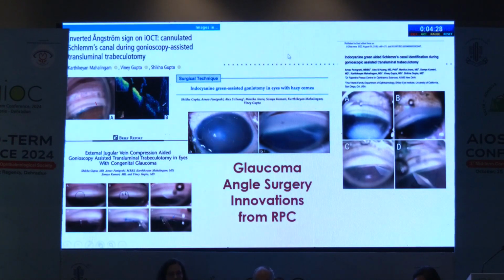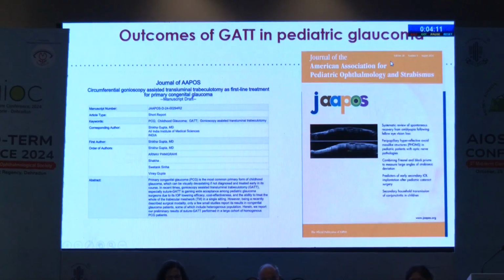Other than that, we can also make use of AS-OCT in defining whether the suture is going in the right plane. This is the inverted Angstrom sign, where the tip of the A is actually the suture within the Schlemm's canal, which can help us. And we can use ICG dye and external jugular vein compression to delineate the Schlemm's canal in a better way.